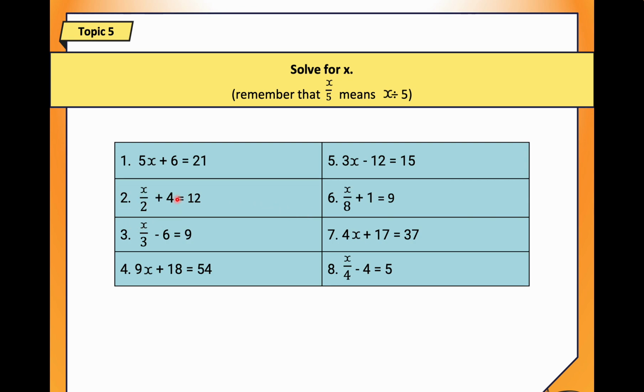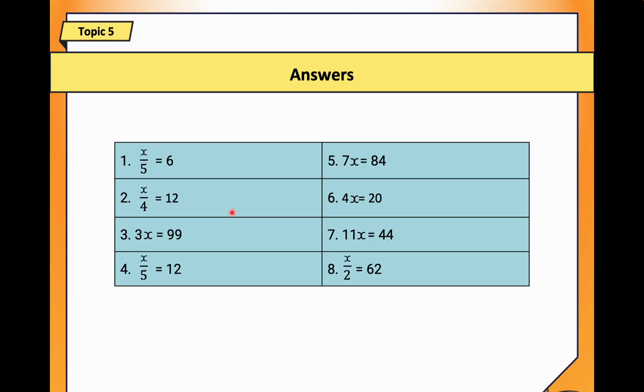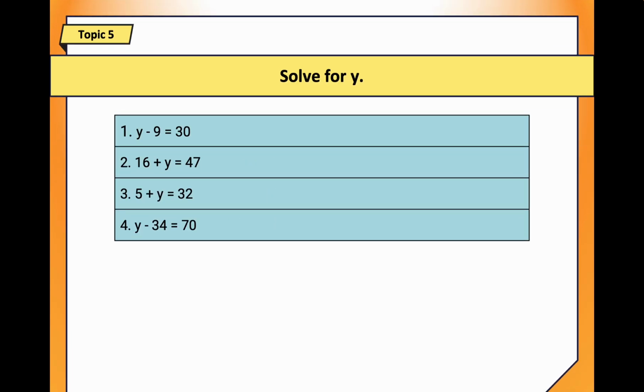So on this number 2, you group the like terms by leaving x over 2 this side, then plus 4 going to the other side to become negative 4. That's 12 minus 4, which gives you an 8. So x over 2 is equal to 8. Then you simplify it like that. Pretty simple. So before anything else, follow the rules that we have spoken of in this part of the video.